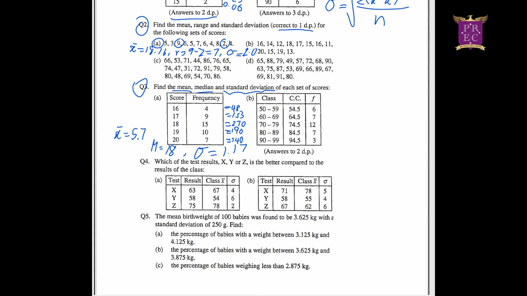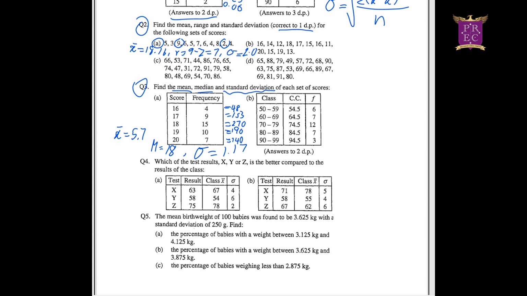Alrighty, let's move on. Which of the test results, X, Y, Z, is the better compared to the results of the class? These are the type of questions you'll actually get in the exam, because these ones that we've done take a long time. They might ask you median and mean, but not standard deviation. So be careful of that. They'll probably ask you relative frequency and total frequency, but never standard deviation, unless it's like a couple of things, like 4 scores of sets of scores.